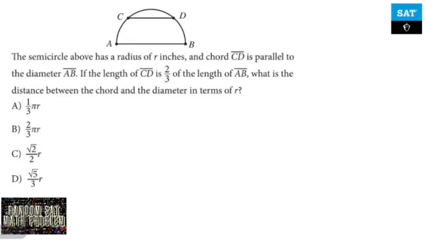The semicircle above has a radius of r inches. A chord CD is parallel to the diameter AB. If the length of CD is 2/3 of AB, what is the distance between the chord and the diameter in terms of r?